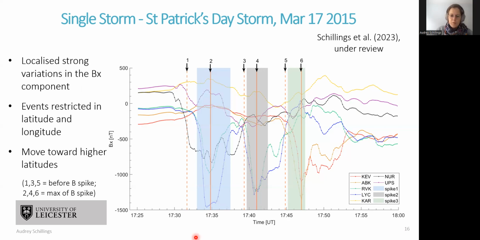And also we found that these spikes, because the stations are ordered in latitude, the first spike is seen at lower latitude, and then the third spike is seen at higher latitude. So the spike again is kind of moving in latitude, which is kind of interesting.